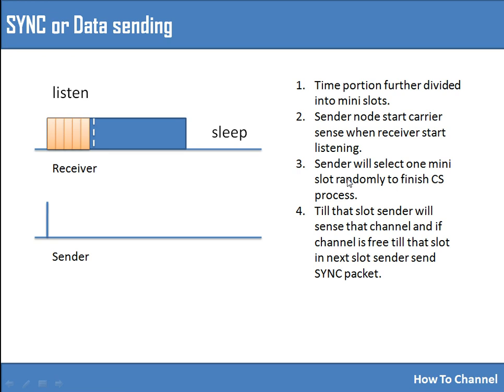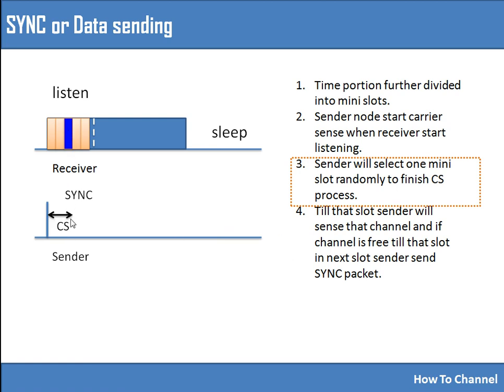The sender will select one mini slot randomly. From here onwards, the sender will select one mini slot randomly. Let's say the sender has selected the third mini slot. After selection, the sender will sense the channel until this third mini slot. This will be the ending point for sensing. So the sender will keep on sensing the channel until this third slot.